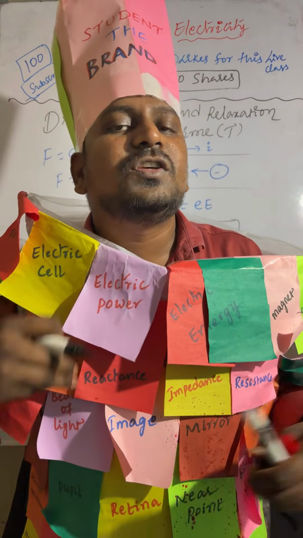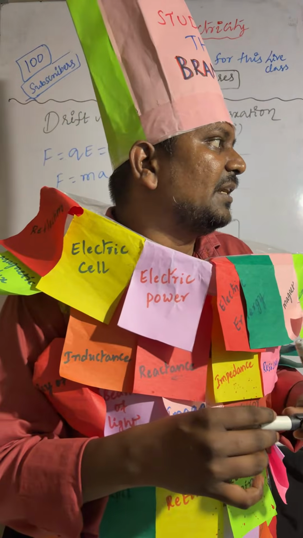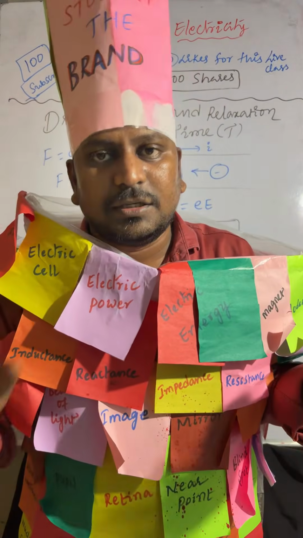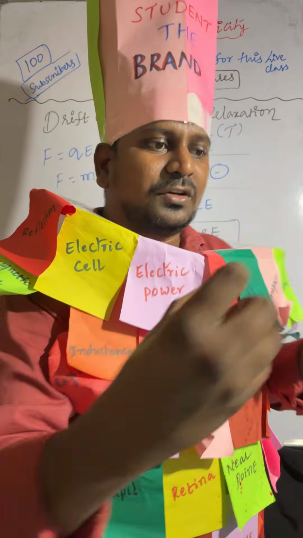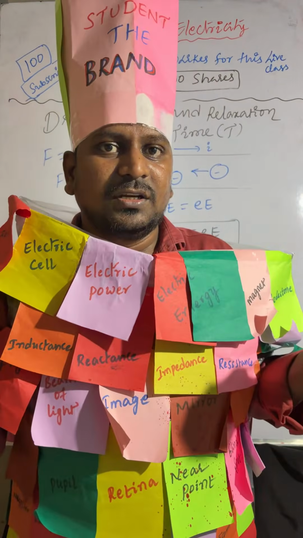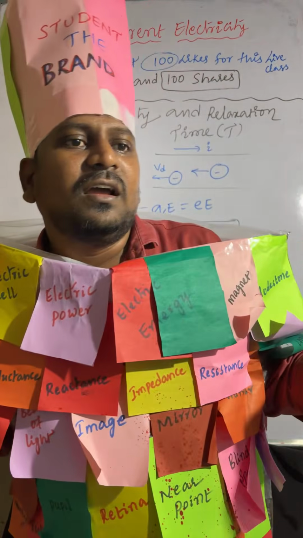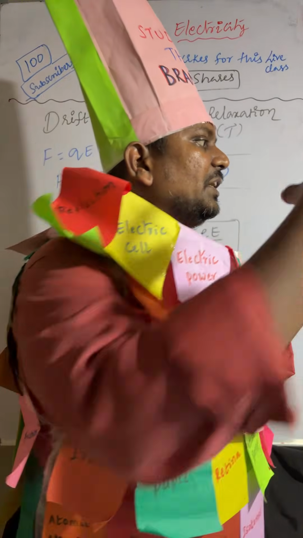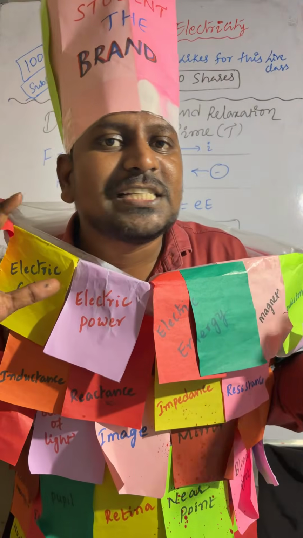Understood or not? So next one is relaxation time. As I said, after colliding, one electron hits another electron, and then this electron goes and hits another electron, and another electron goes and hits another. So collisions will take place.